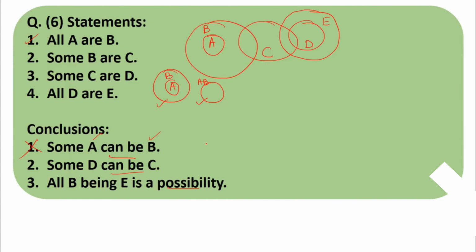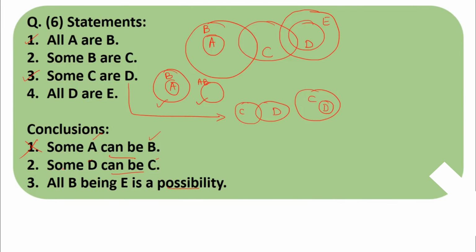We have learned at least one wrong has to be there, one not possible has to be there. Moving to second conclusion, some D can be C. Now what is the relation between D and C has been asked. Where is it? Statement number 3. Okay, take the statement over here and let us draw. Some C are D. This is C, this is D. Okay, is there any other way of drawing it? Some C are D. Yes, this is C and this is D. Okay, there are two possible ways.